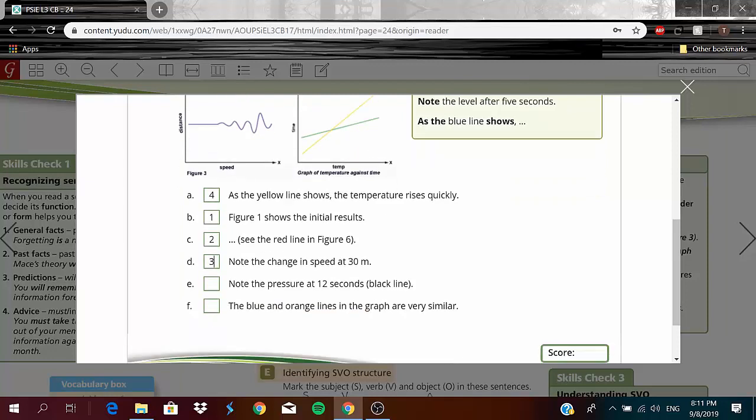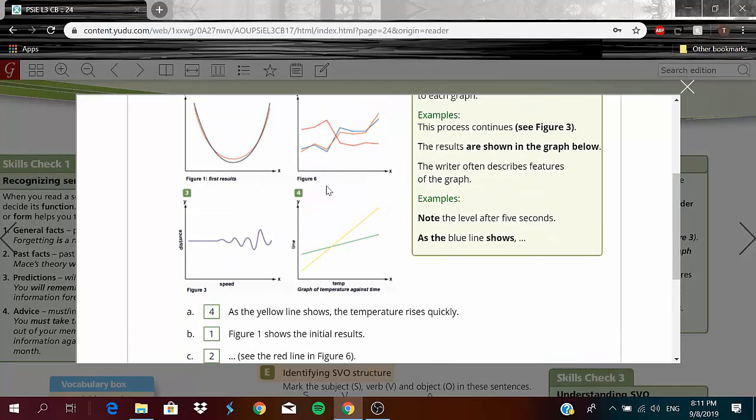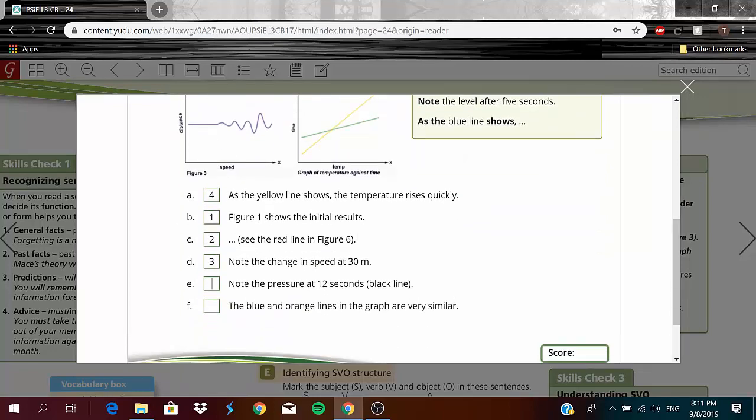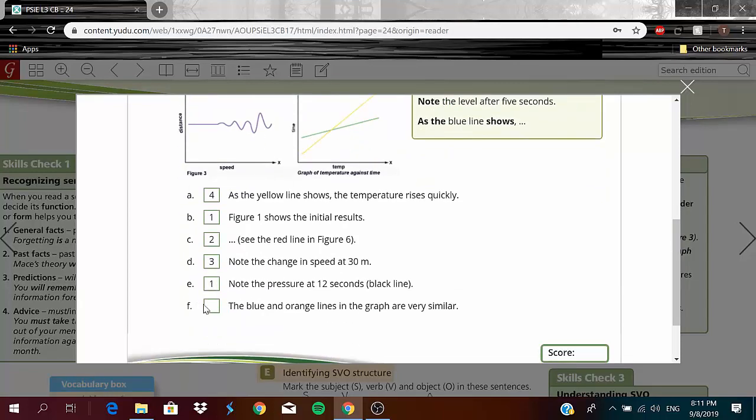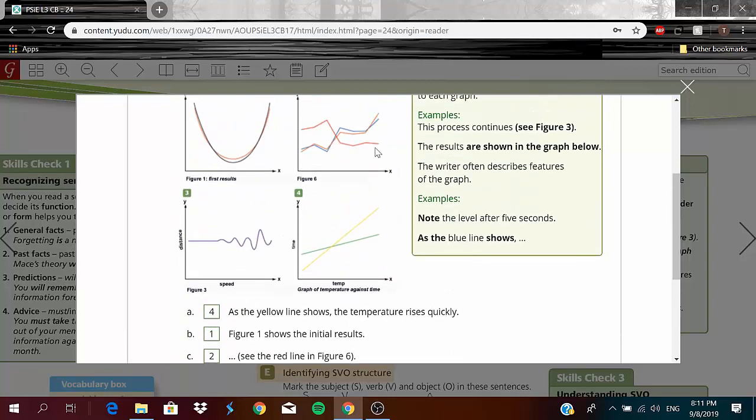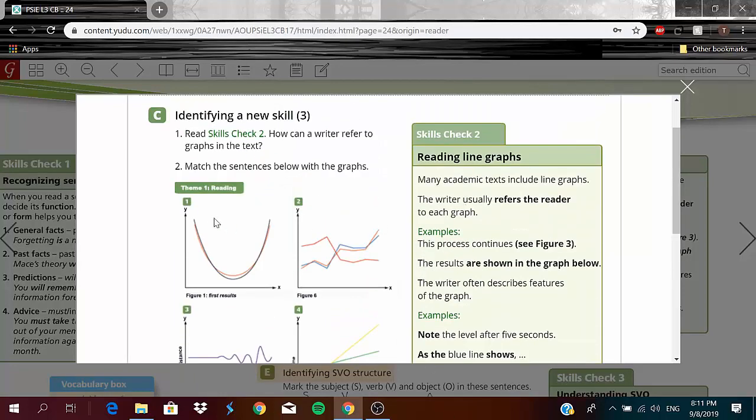Note the pressure at 12 seconds and between 2 brackets black line. And that black line helps us to identify. So where is the black line? Black line is in graph 1. Here, you can see it. So black line 1. And finally, we have the blue and orange lines in the graph are very similar. And obviously, blue and orange, so that means graph number 2. Okay? And here, very similar, so very close to each other in terms of information. Alright? So that was how you read and find graphs.